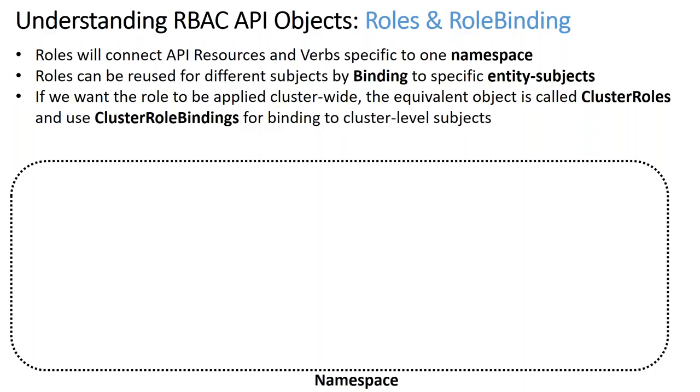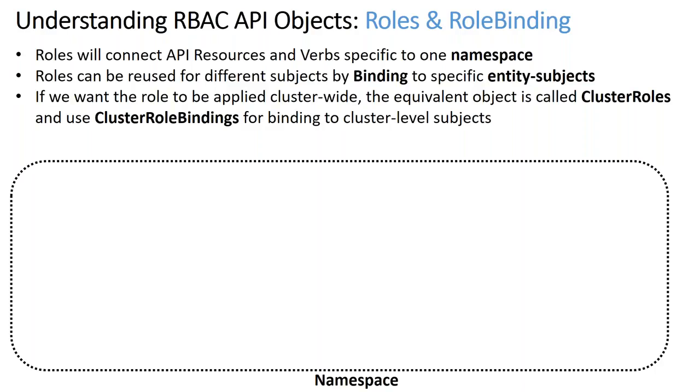Now, for implementing RBAC, there are two things that we need to use: roles and role binding. A role is nothing but an API which helps you specify certain access for a given namespace or for the entire cluster level. So it can be a role for a namespace, or it can be a role for your entire cluster. That is the difference.